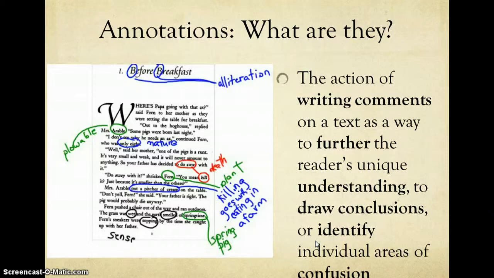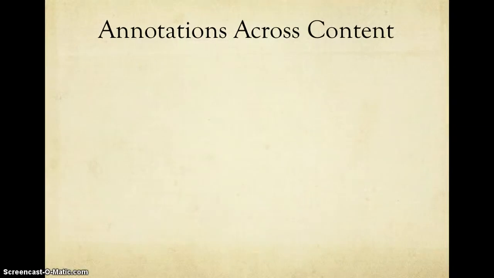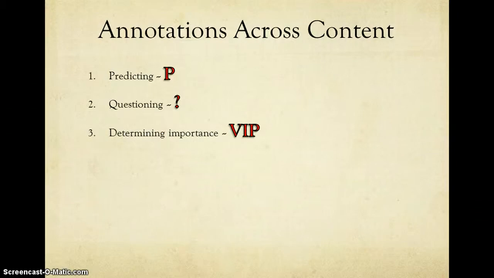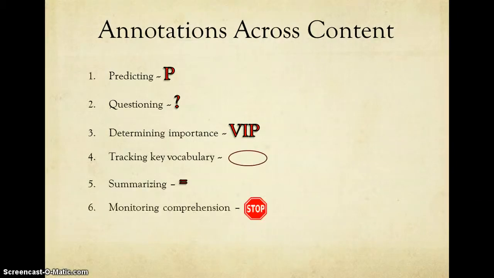Specifically, for our purposes, we're going to be talking about 7 types of annotations, and these are annotations that can be used across content area. So regardless of the class, these are the reading strategies you'll use while annotating. They include predicting, they include questioning, determining importance, tracking key vocabulary, summarizing, monitoring your comprehension, and making inferences. I'll talk about what those symbols are next to the reading strategy in a little bit.